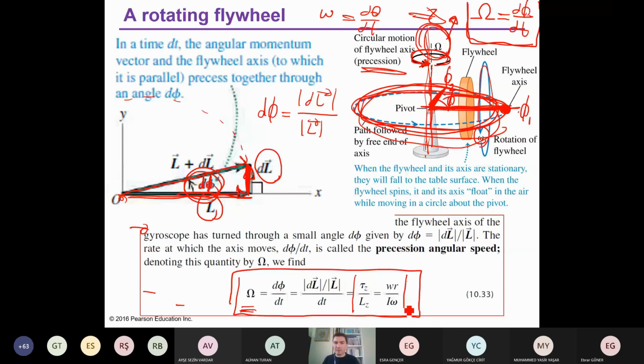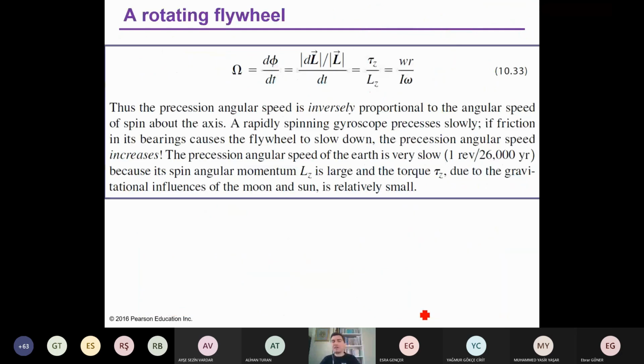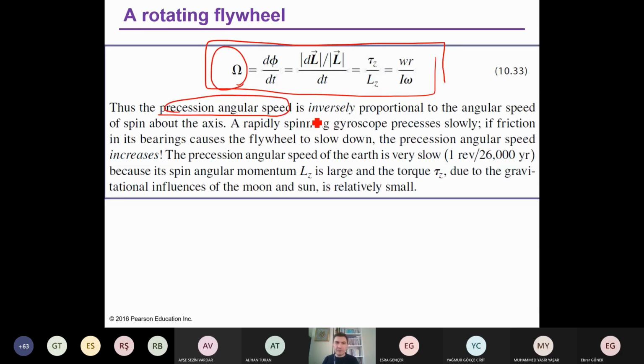So this precession angular speed around this pivot is given with torque over angular momentum, or weight times R over I times omega. Here, let me discuss some different conditions related to this rotation of flywheel, we have this equation. So what do you see here, that this Omega is inversely proportional to the angular speed of spin about the axis. So this is the angular speed about this axis.